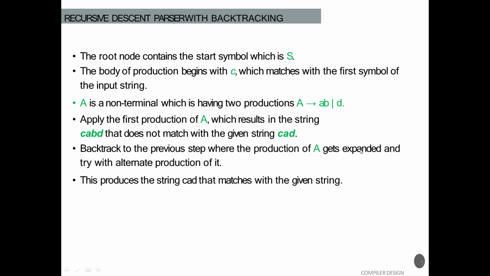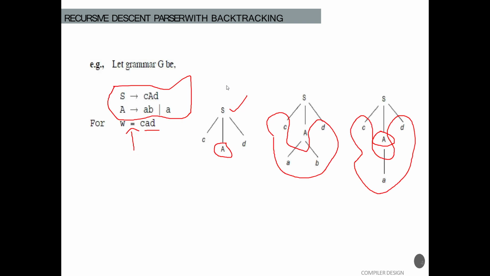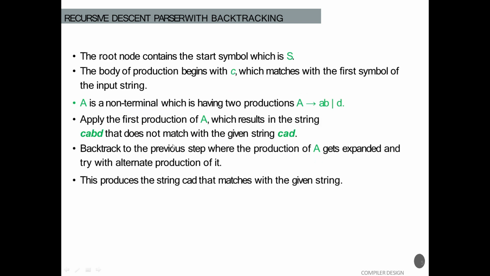The root node here contains the start symbol, capital S. The body of the production begins with C, which matches the first symbol of the input string. Then A is a non-terminal having two productions: A tends to AB, or A tends to A.